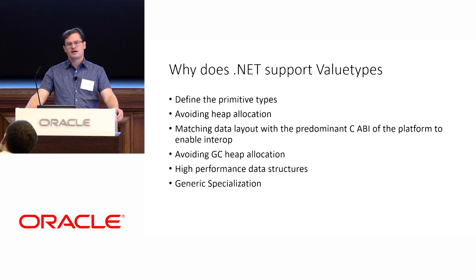And things like high-performance data structures. The concept of an array of structures is very natural in C#. You just write a struct, put some values in it, make an array, you're done. Or a list of T. Well, you just throw your structure in there, and then what you have effectively is an array of structures. And then there's generic specialization, which we'll get to later.